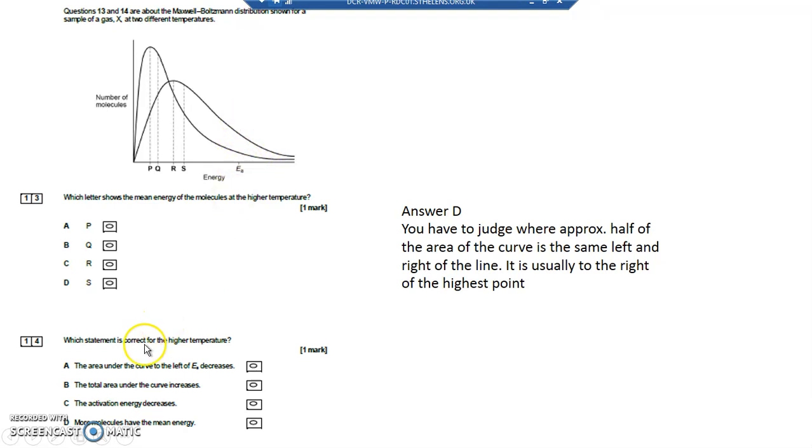And so the area underneath the curve to the left of EA decreases. That is true, because the area underneath the curve to the right increases. The total area underneath the curve increases? No, the total area underneath the curve stays the same, because that represents the total number of molecules in the sample, and the sample hasn't changed.